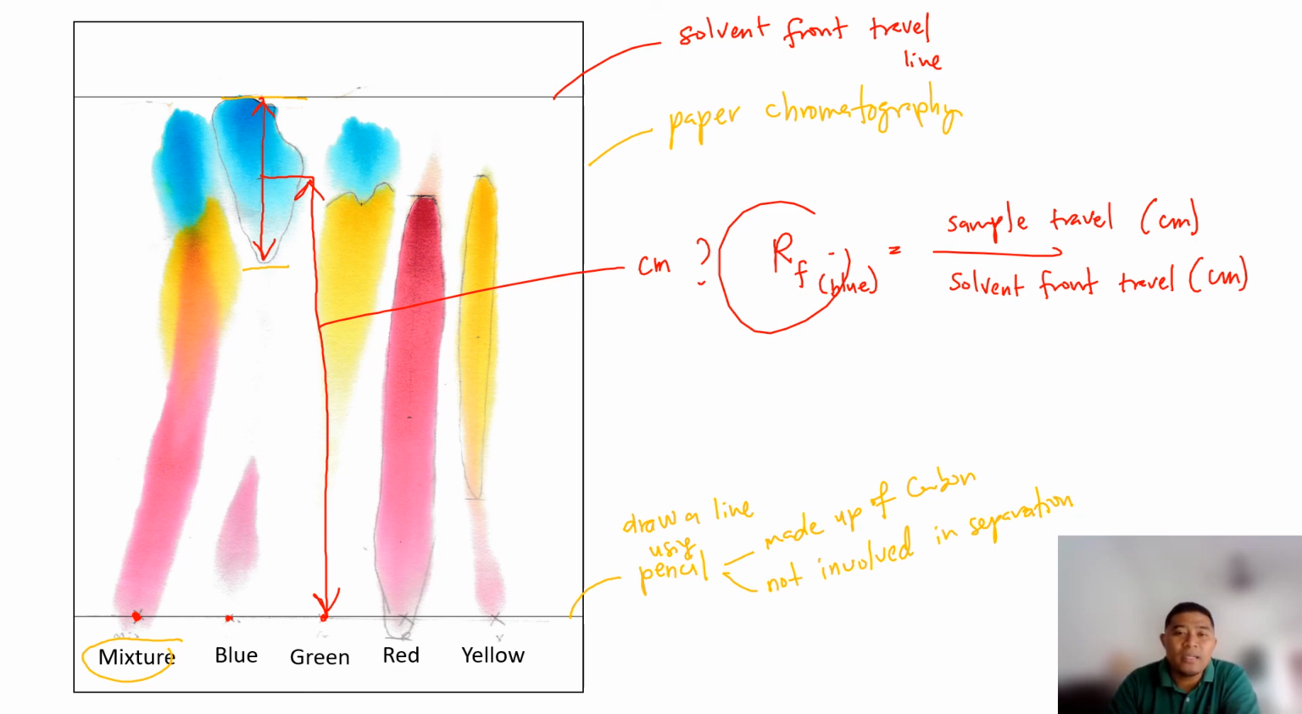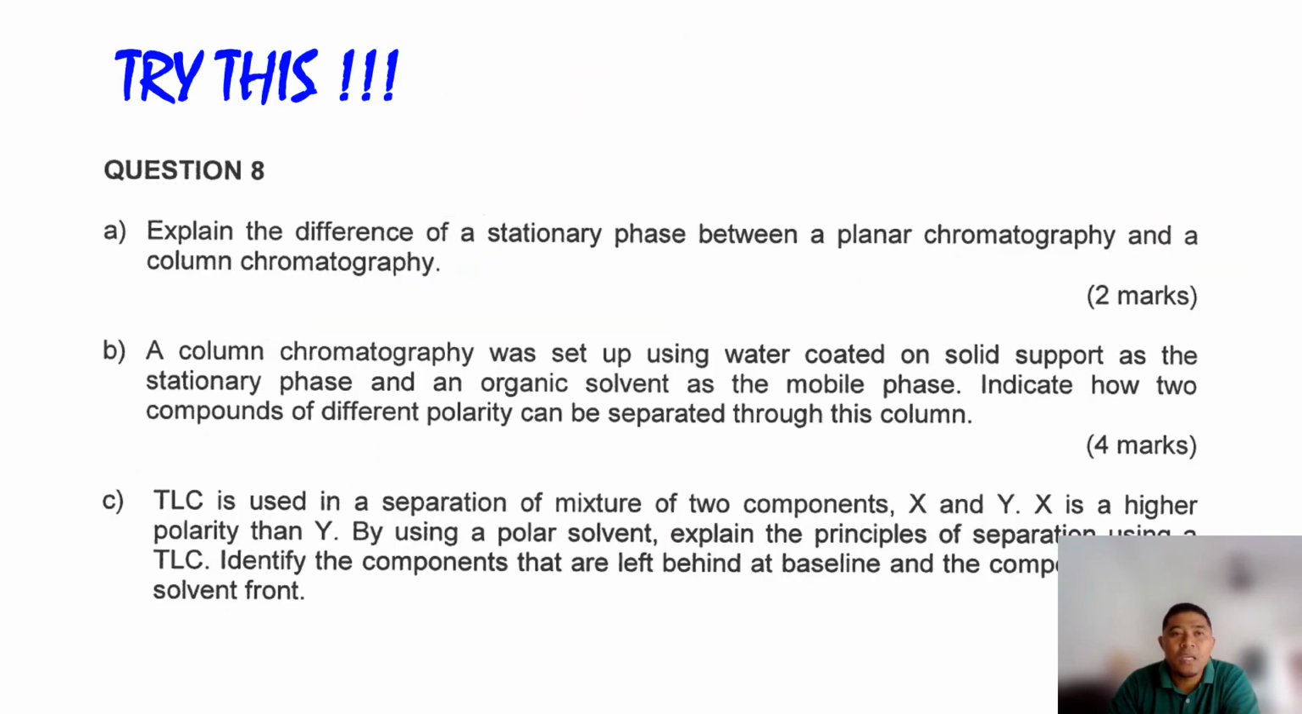Okay, so this one lah, draw the baseline. You need to use a pencil to draw a line because it is made up of carbon and is not involved in separation. Okay, this is an example of question from chapter 7. Question 8 ni, explain the difference of stationary phase between a planar chromatography and column chromatography. And then a column chromatography was set up using water coated on solid support as the stationary phase and organic solvent as the mobile phase. Indicate how two compounds of different polarity can be separated through this column.